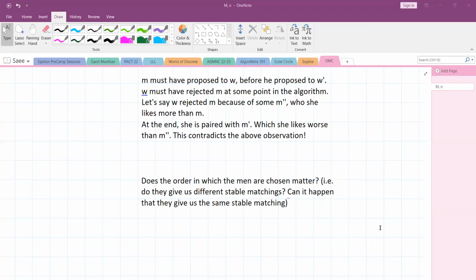Okay, so at least when I saw this the first time, I thought, clearly, if we make M1 propose first and M2 propose last, it's going to give us a different stable matching than when we make M2 propose first and M1 propose last, right? There's no reason for them to give the same stable matching. Maybe if M1 proposes first, he gets his first preference, and if M2 proposes first, he gets his first preference. And that would be different stable matches.